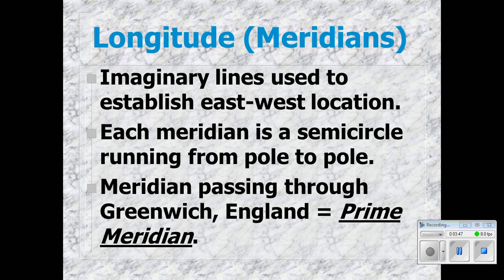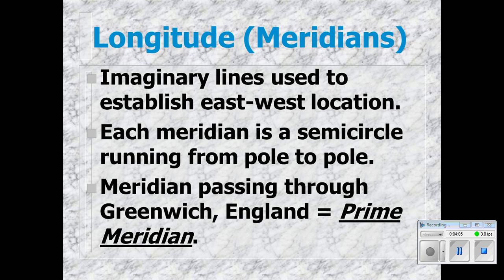Longitude. Another word for lines of longitude is meridians. They're imaginary lines used to establish east-west location. Each meridian is a semicircle running from pole to pole. So from the North Pole to the South Pole, and from the South Pole back up to the North Pole.